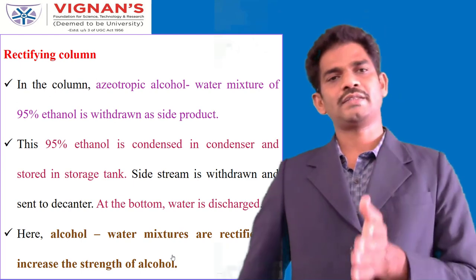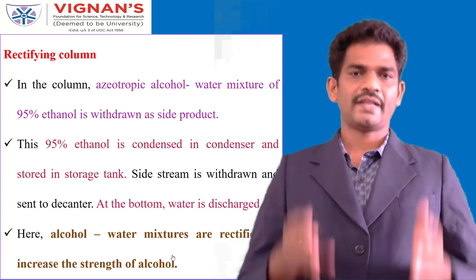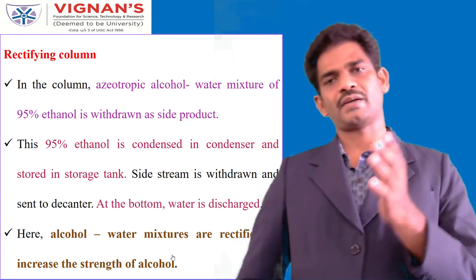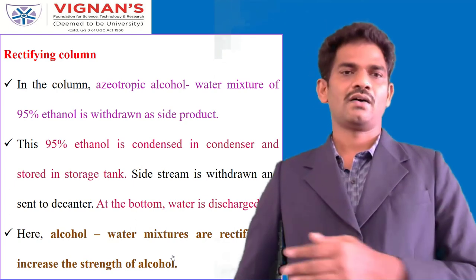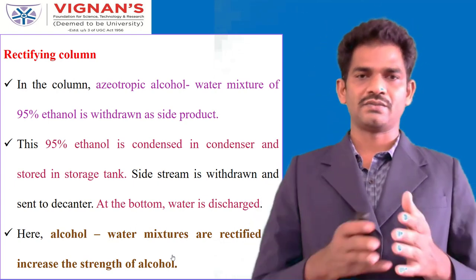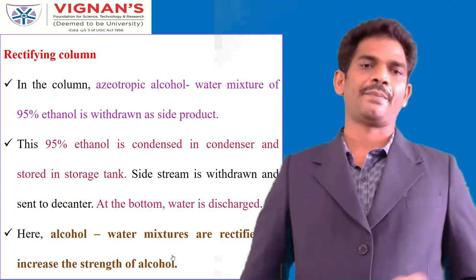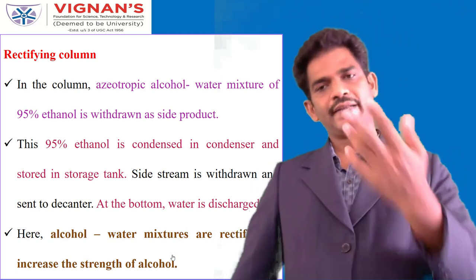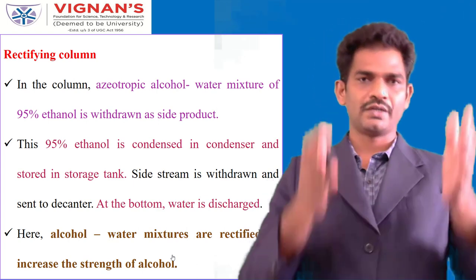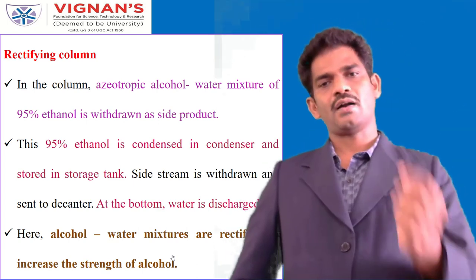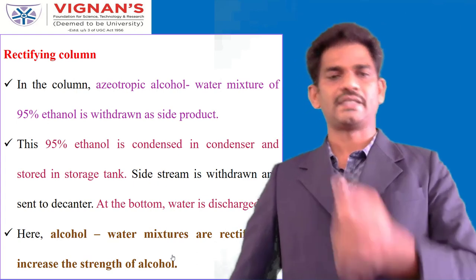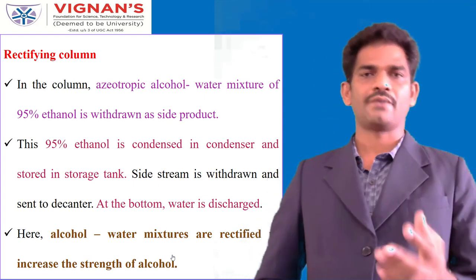Then the second one is the rectifying column. In the rectifying column, the azeotropic alcohol water mixture of 95% ethanol is withdrawn as side product. We can see here the 95% ethanol is condensed in the condenser and stored in a storage tank. Here the alcohol water mixture is rectified to increase the strength of alcohol.